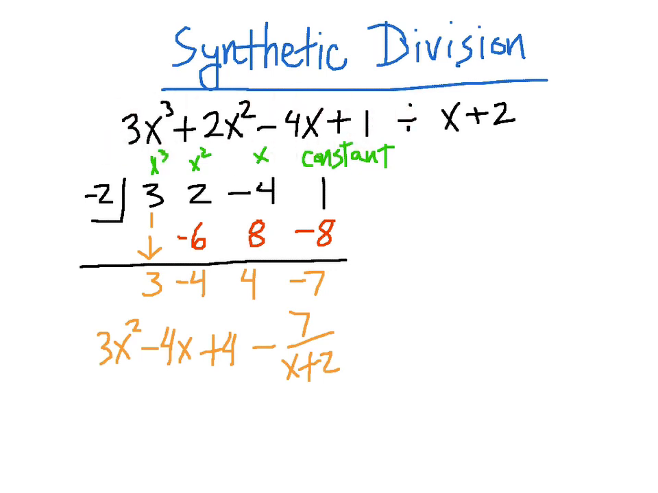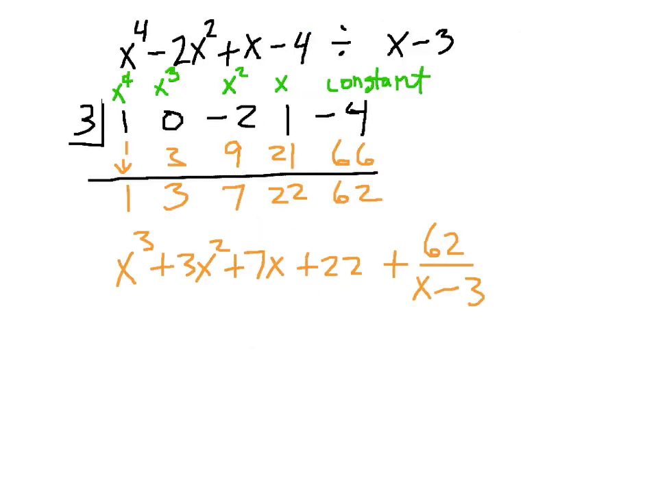Now let's take a look at another example. In this example, we have a missing cubic term. So when I write this out, I first put in the 0, which is a placeholder for the cubic term. I've got 1 as the coefficient for the 4th degree term, and then I've got a 0 for the cubic term, and then negative 2, and then 1, and negative 4.